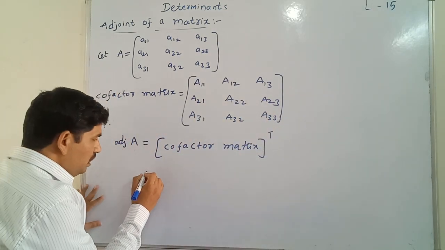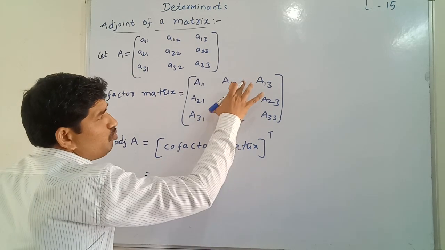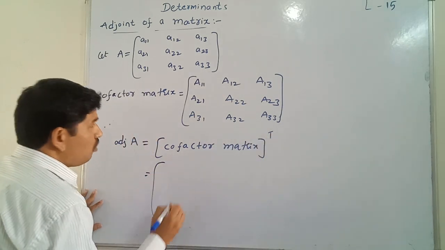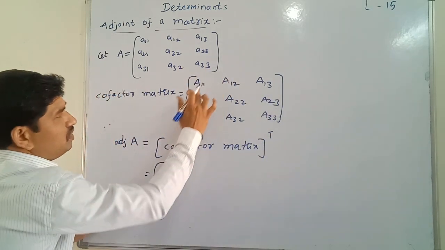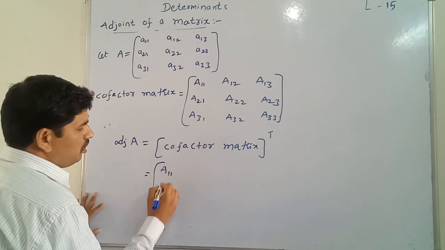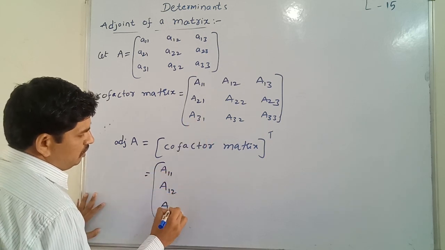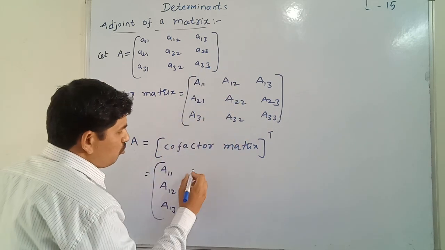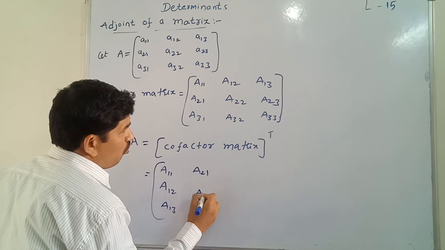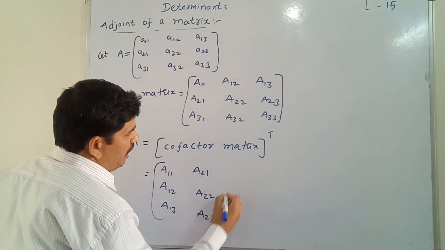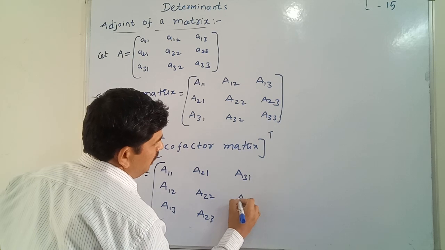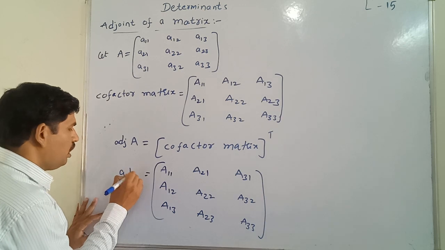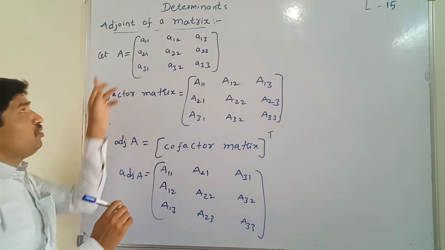Now see, I will write the cofactor matrix. For that we make the transpose. Transpose means for the rows we write columns. A11, then A12, A13, the row is written as a column. Again we take one more row, and that is written as a column. Again A31, A32, A33. Got it? So this is nothing but adjoint A, the adjoint of matrix A.